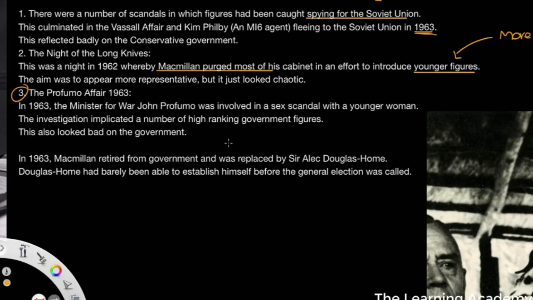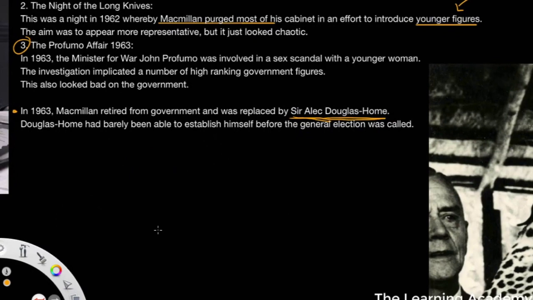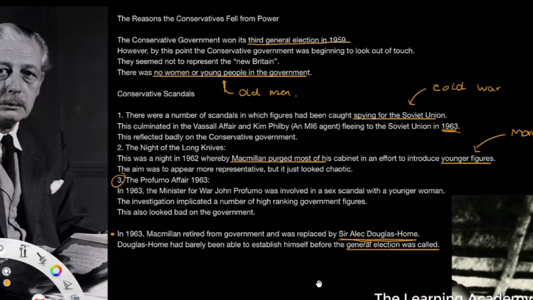And then finally, in 1963, Macmillan retired from government and was replaced by Sir Alec Douglas Home. However, Douglas Home was unable to really establish himself as a leader before the election was called and before he lost. And so this is really how the downfall took place within the Conservative government.